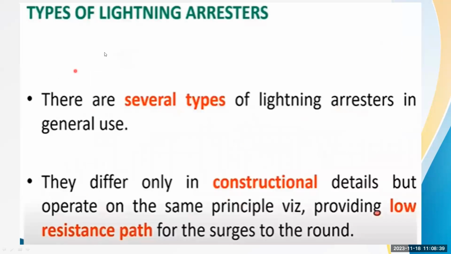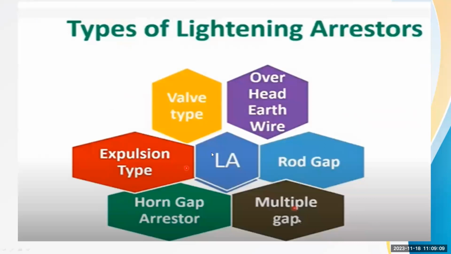And the next topic is types of lightning arresters. There are several types of lightning arresters in general use. They differ only in constructional details, but operate on the same principle, providing a low resistance path for the surges to the ground. So these are the different types of lightning arresters.